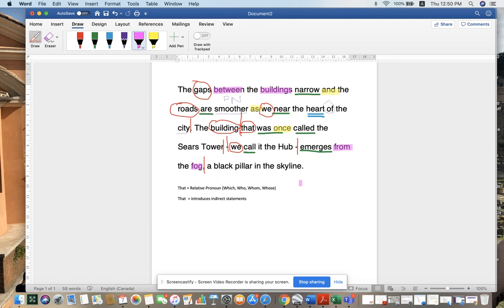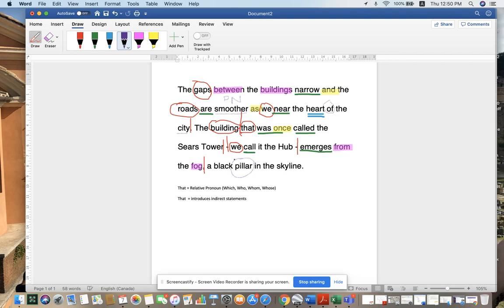Now, a black pillar in the skyline. So we're talking about a pillar. What is this pillar describing? Okay, notice there's no verbs here. This is a predicate, okay? A predicate nominative in this case.